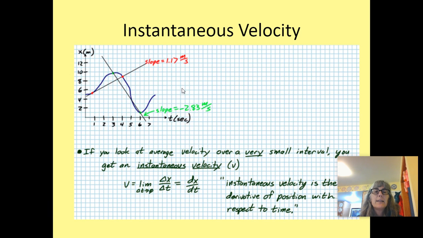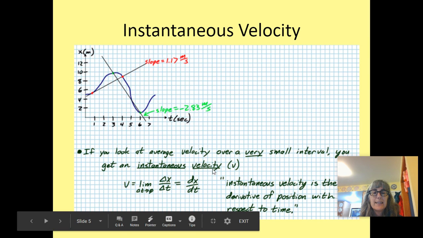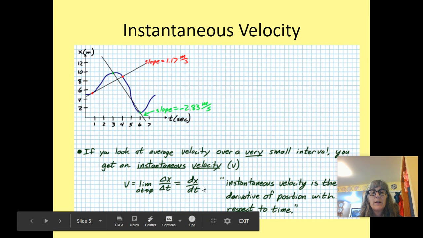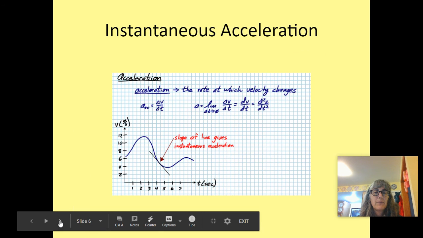But now let's say that we want to know the average velocity over a really small interval, we get an instantaneous velocity. So this slope of that little teeny tiny point is equivalent to taking the derivative at that point. And that's what we call it. It's like the slope of the little teeny section of graph.